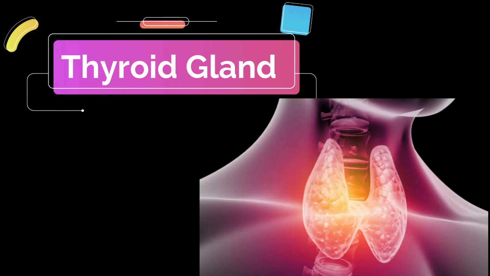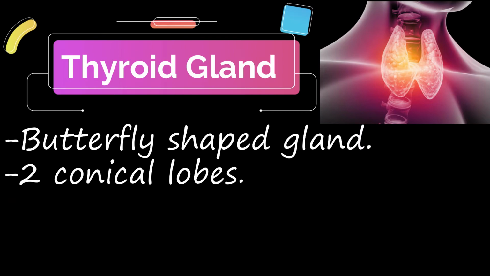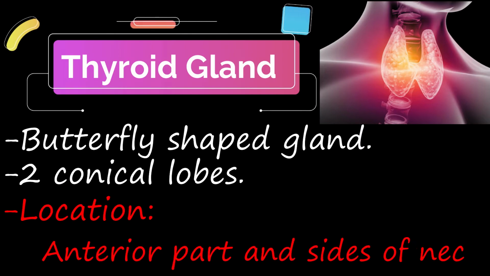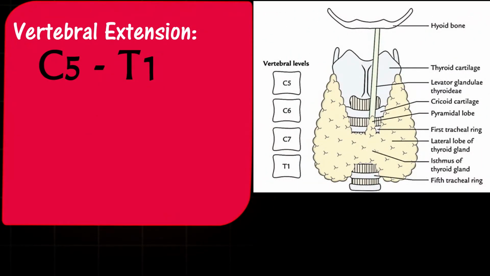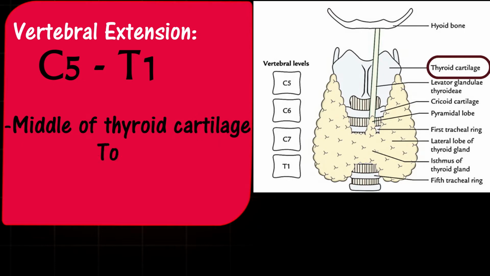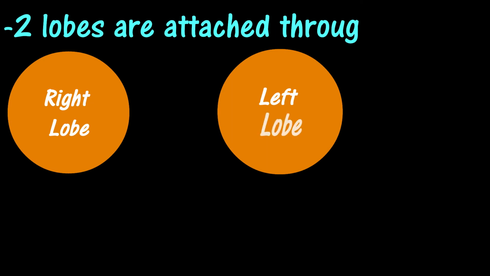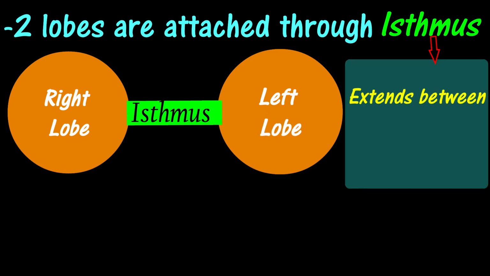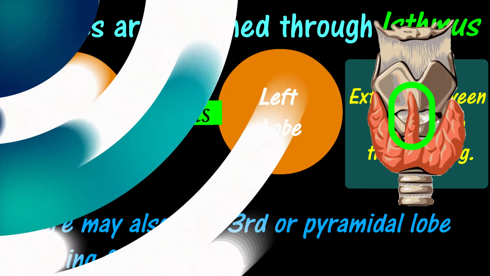In this video, we'll be discussing the thyroid gland. The thyroid gland is a butterfly-shaped gland with two conical lobes located in the anterior part and sides of the neck. Its vertebral extension is from C5 to T1 vertebrae, whereas it extends from the middle of the thyroid cartilage to the fourth or fifth tracheal ring. The two lobes are attached through the isthmus, which extends between the second to fourth tracheal ring. There may also be a third or pyramidal lobe arising from the isthmus.